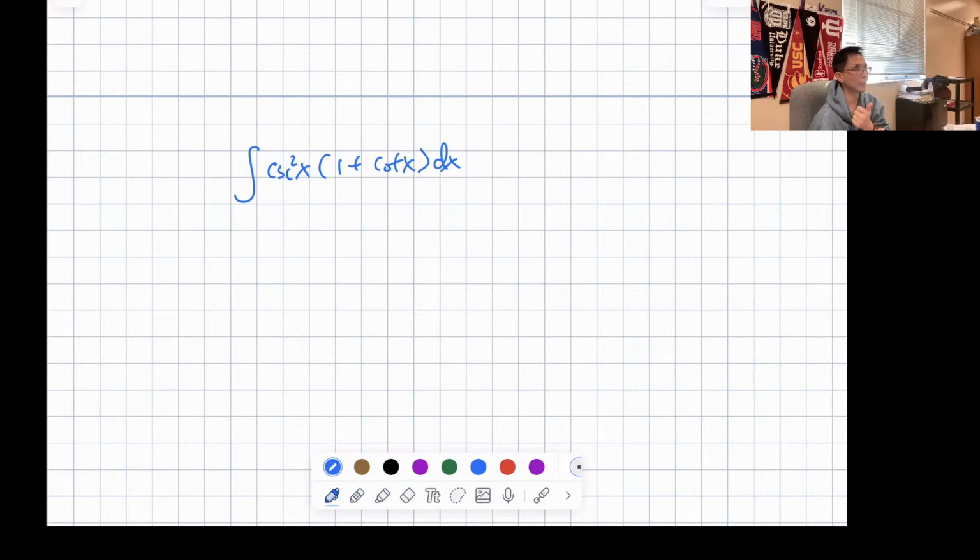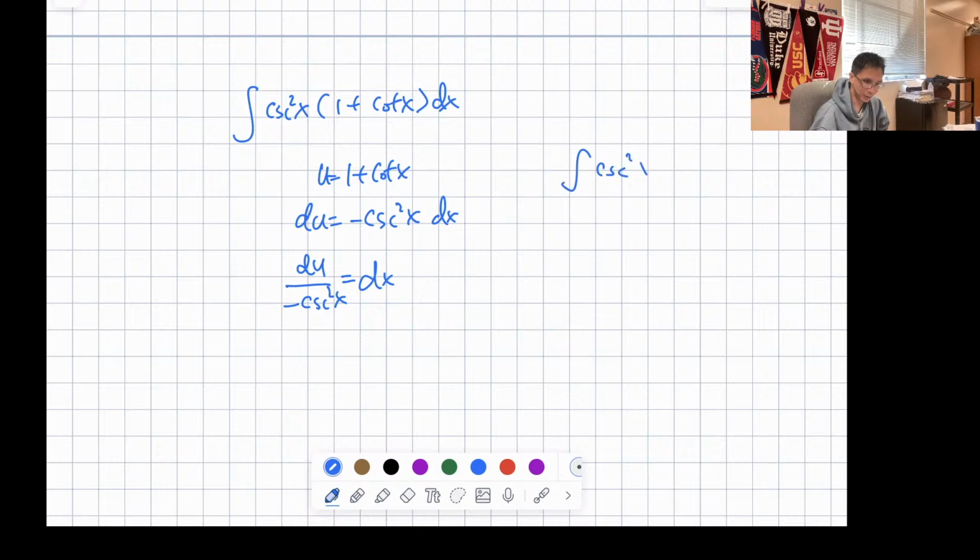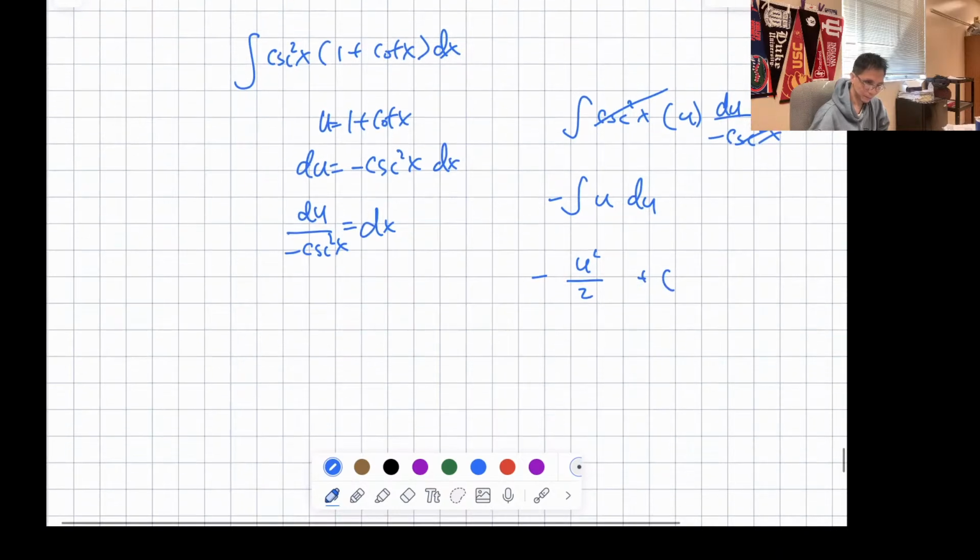And the second thing I told you is to think about u and think about du. So in this case, u is equal to 1 plus cotangent of x. du is equal to negative cosecant square of x dx, so dx is du over negative cosecant square of x. And that's going to be the integration of cosecant square of x, which is this, times du over negative cosecant square of x. This cancels out. That's going to be the integration of u du, and that's u squared over 2 plus c. And that's equal to negative (1 plus cotangent of x) squared over 2 plus c.